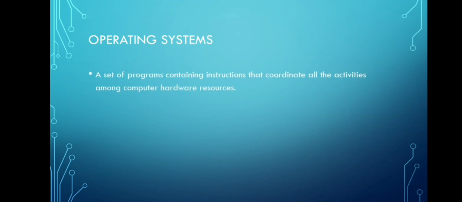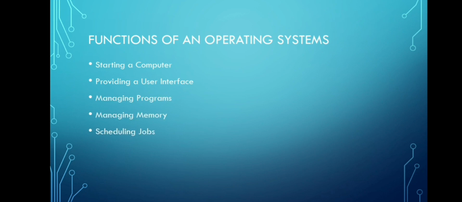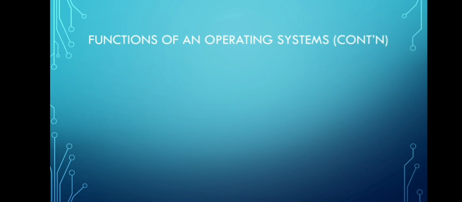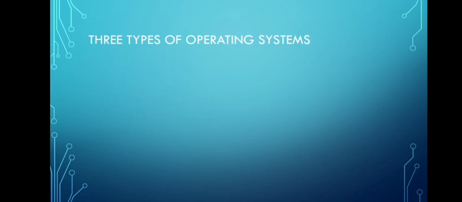Operating systems: a set of programs containing instructions that coordinate all the activities among computer hardware resources. Functions of an operating system: starting a computer, providing a user interface, managing programs, managing memory, scheduling jobs, configuring devices, establishing an internet connection, monitoring performance, providing file management and other utilities, controlling a network, administering security. Three types of operating systems: Microsoft Windows, Mac OS, and Linux.